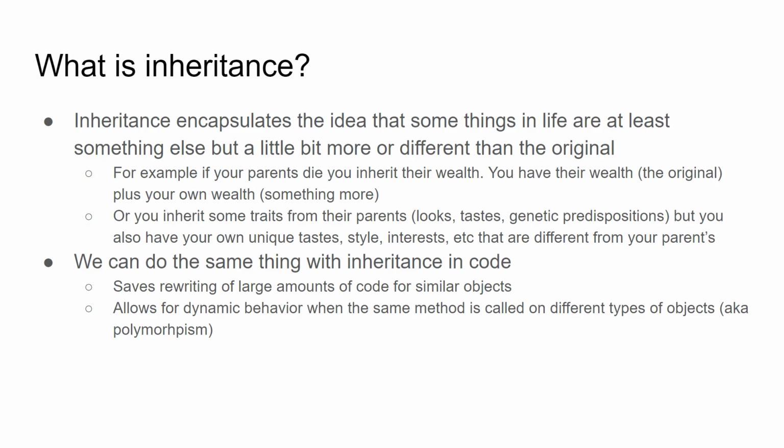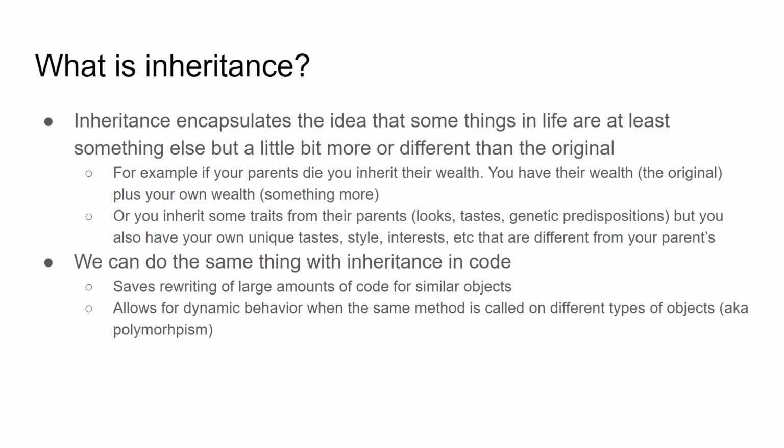So again, inheritance encapsulates the idea that some things in life are at least something else, but a little bit more or different than the original. You might want to think about you and your parents. You inherited some genetic traits from your parents. You maybe got their eyes or their nose or, I don't know, their heart defects. I'm not sure, the genetic diseases. So you inherited some things from both of them, but you're a little bit different. You might have different tastes or personalities, or you might both do the same task, but you might wash dishes a little bit differently than your parents wash dishes.